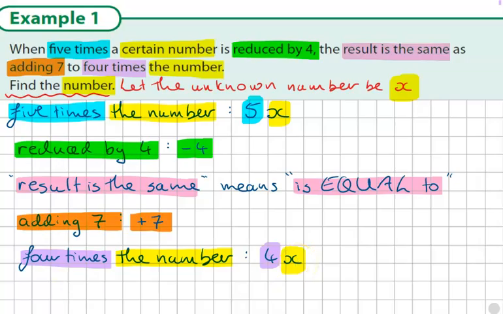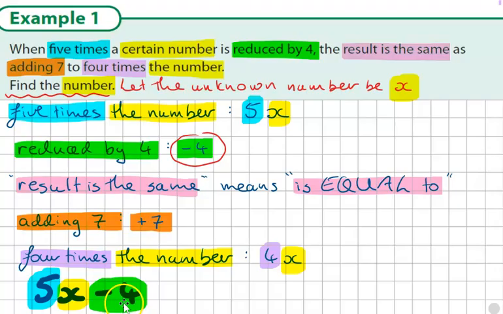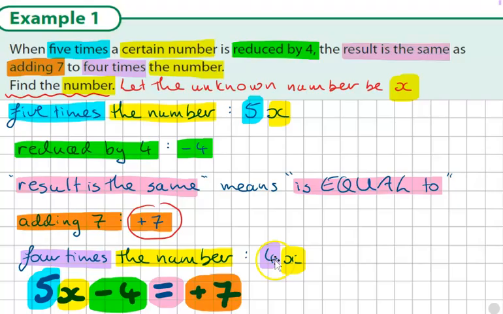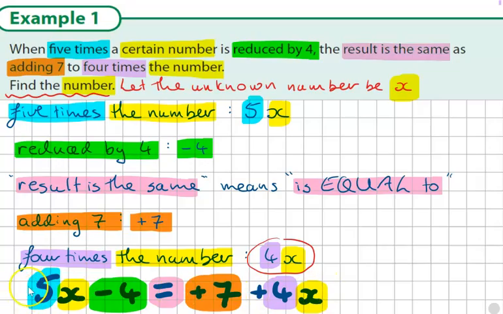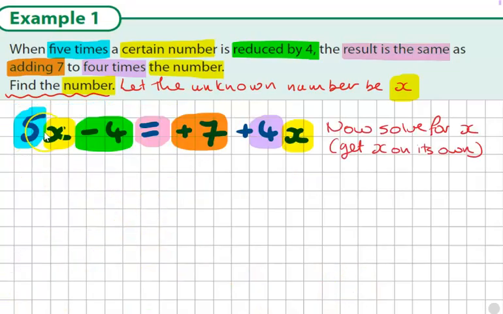So now we're going to put it all together. We're going to start with 5x. Next, we're going to subtract 4. Next, we're going to have our equal sign. Then we're going to add 7. And finally, we'll add on 4x. And now we have our equation. So we have 5x minus 4 equals plus 7, or you could just have 7 here because plus 7 and 7 mean the same thing, plus 4x.